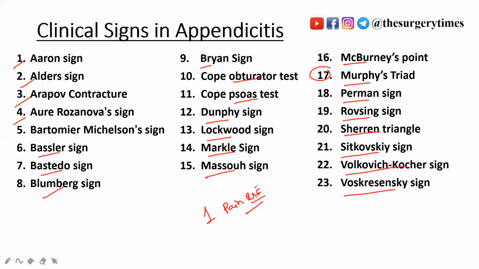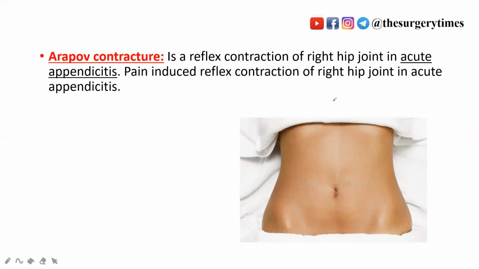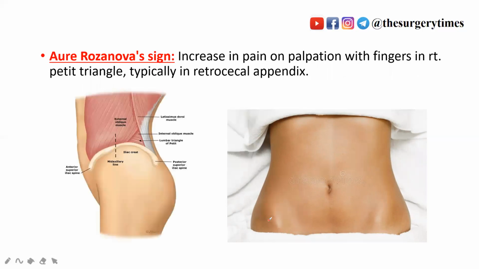Okay, so first is Aaron's sign, that is referred pain felt in the epigastrium upon continuous pressure over McBurney's point, which indicates chronic appendicitis. Press over McBurney's point, pain over the epigastrium: Aaron's sign. Next is Arapov contracture, pain on pressing over the right iliac fossa and reflex contracture of the right hip. By pressing over the right iliac fossa, there is reflex contracture of the right hip, known as Arapov contracture.